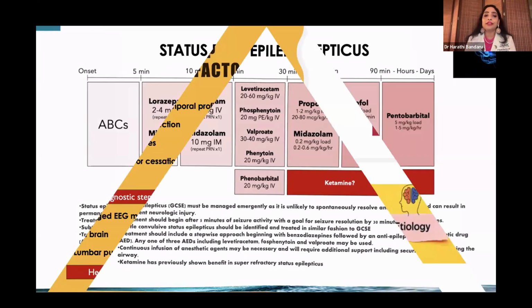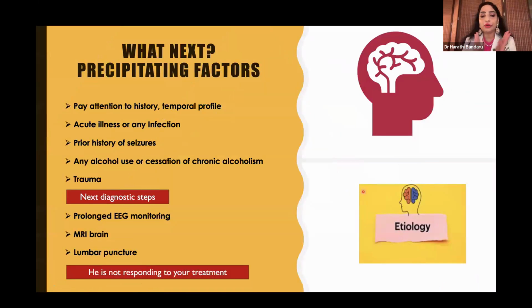Okay, so let's move on. Pay attention to the history and temporal profile. When did all these symptoms start? Two months ago, not yesterday or today. Did I mention any illness or any infection? No, they didn't talk about anything. And the patient does not have any prior history of seizures. They didn't mention any alcohol use, and no trauma was mentioned.